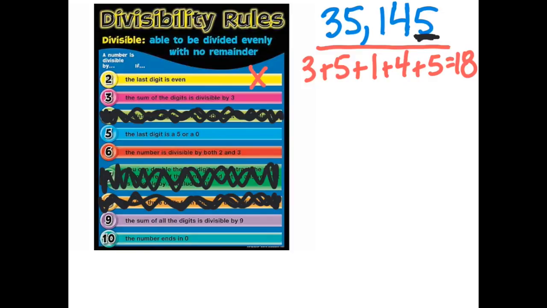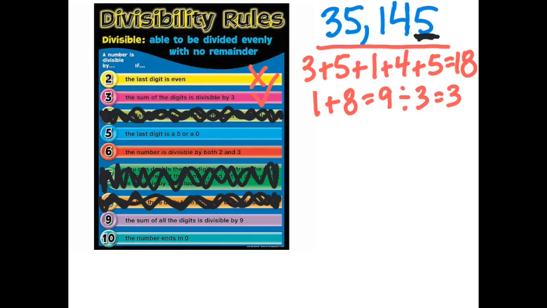Well, sure it does. But I can also go a step further and add 1 plus 8, which gets 9. And is 9 divisible by 3? Can I divide 9 by 3 evenly without a remainder? And the answer is yes, I can. It's 3. It gives me a whole number with no remainder. So 35,145 is divisible by the number 3. I can do the long division, divide that number, and I know it'll come out evenly.